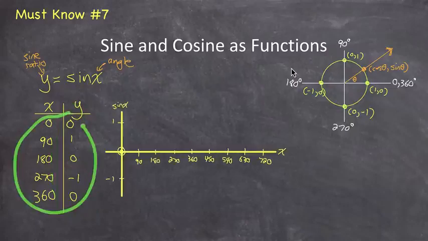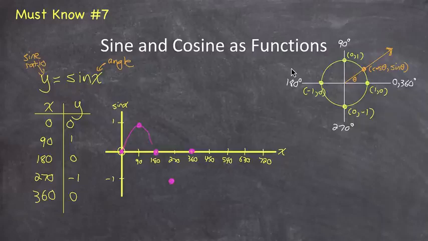If I plot the 5 points that I have in my table, I get one cycle of this sine function, and it looks like a wave that oscillates up and down between y values of negative 1 and 1. If I were to continue this pattern, I would get another cycle of this function. The domain of this function is infinite. This pattern just keeps continuing forever in both directions.